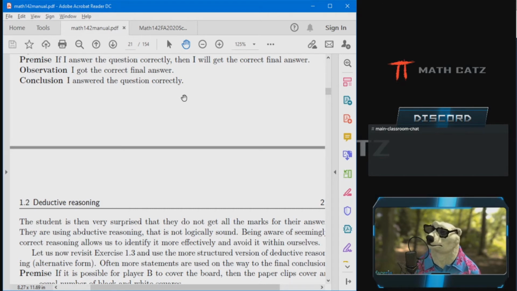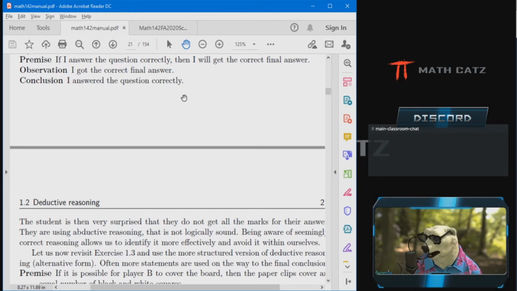So there's a premise that everyone should agree. So let's just check if we agree that. From the student's point of view, if I answer the question correctly, then I will get the correct final answer. Does everyone agree with that? If I do the question correctly, perfectly, of course I'm going to get the right final answer. Okay, so the premise cannot be disputed in any way. We have to build on that.